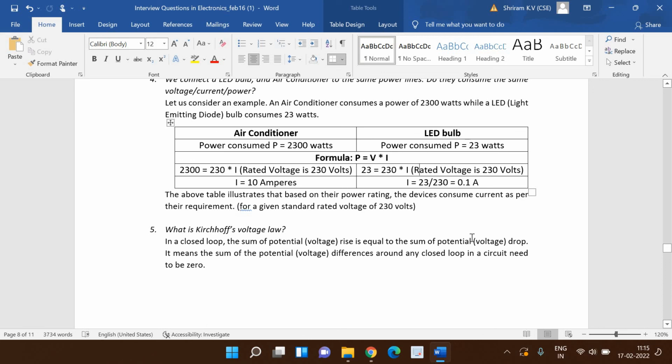What is Kirchhoff's voltage law? In a closed loop, the sum of potential rise is equal to the sum of potential drop. That is, the sum of voltage rise is equivalent to the sum of voltage drop. It means the sum of the potential differences around any closed loop in a circuit needs to be zero. That's the major point. So the law says that the sum of the potential differences around any closed loop in a circuit should be zero. That's all. We have completed the 5 questions.